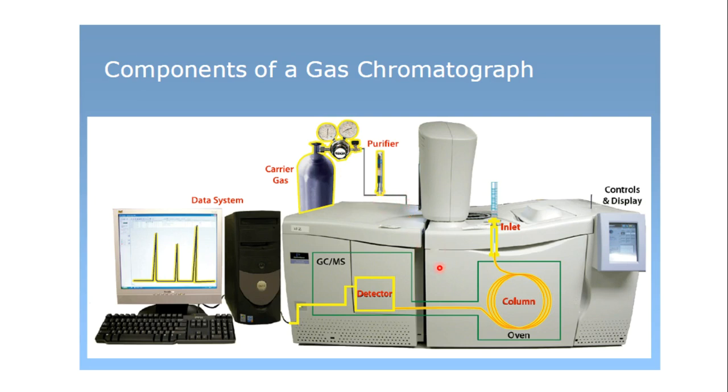Now this carrier gas goes inside this instrument from the back side, and from this top side is the sample injection chamber. This sample injection chamber, where the sample is injected, is called the inlet. Here the sample is injected, vaporized, and mixed with the carrier gas, and after that it immediately enters into the column.